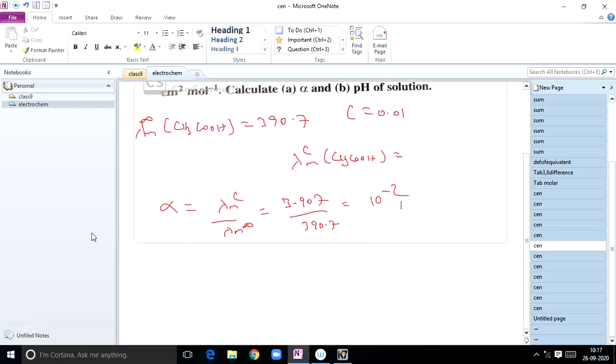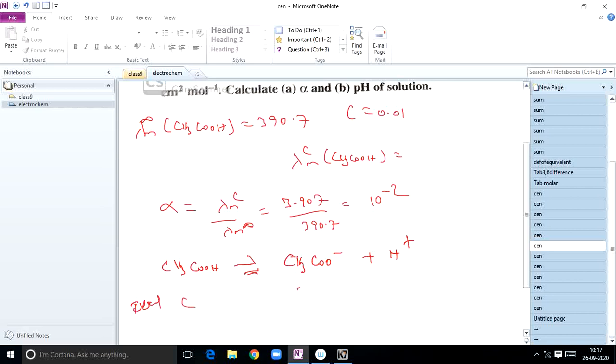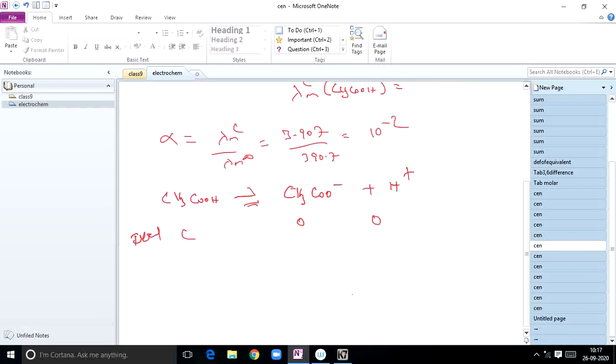After getting alpha value, acetic acid splits into CH3COO minus plus H plus, right? So here the initial concentration is C, 0, 0. After some time, what will be the concentration? This is the initial concentration, and the equilibrium concentration is C into 1 minus alpha. Here you can take C alpha, and here this is C alpha.